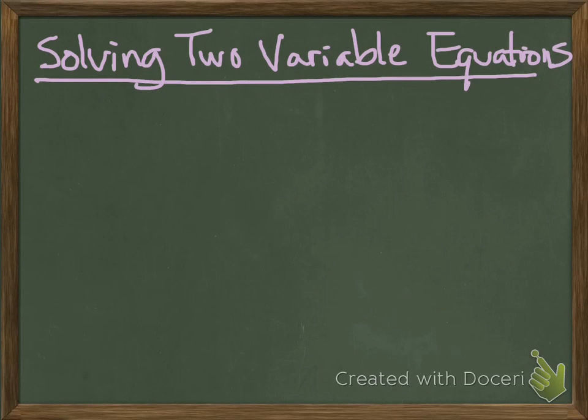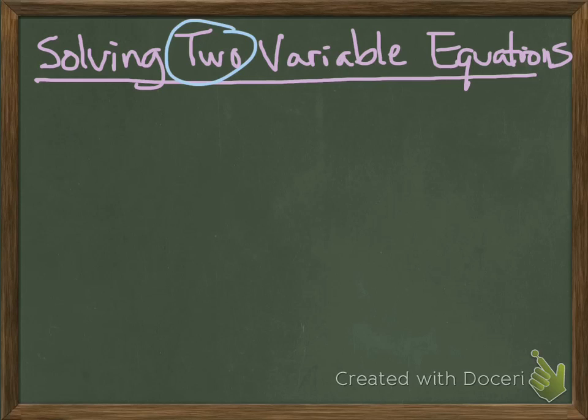Alright, so something in algebra we do a lot is we solve equations. And typically we're solving for a variable. So we solve for x or we solve for y. Well, I want to talk in this video about what if you have two variables in your equation. Two variables makes this thing a little bit more complicated.